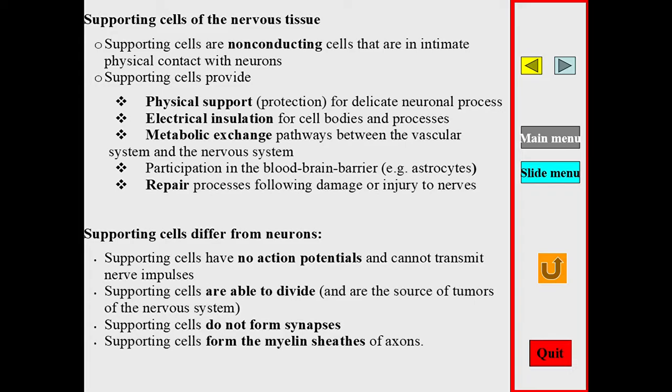Supporting cells do not form synapses, unlike the neurons, where we can find many synapses between them. In fact, within one neuron we can find many synapses. Supporting cells are non-myelinated, unlike the axons of the neuron, which are usually myelinated.